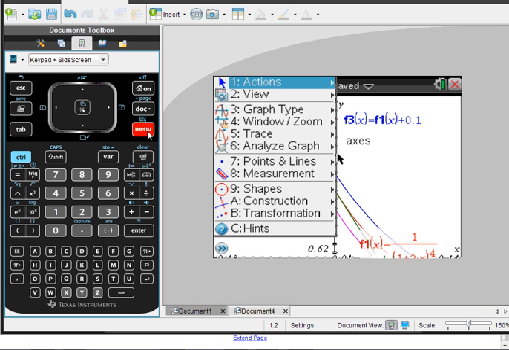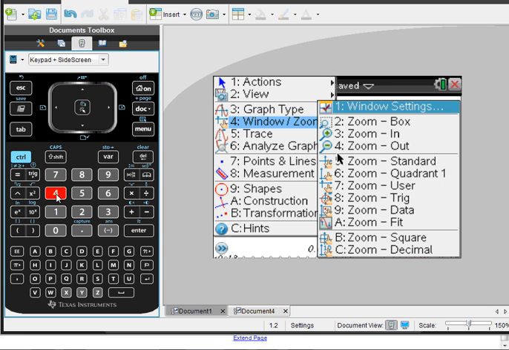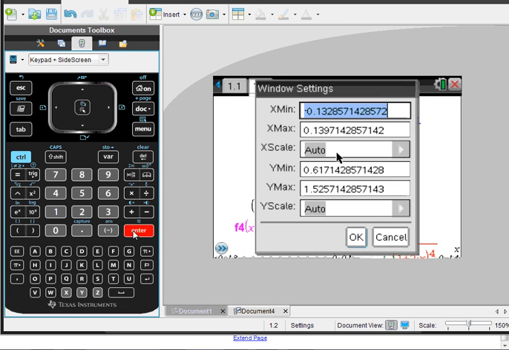If I want to go into my window and you want to look at what my window was, I think it's easier on the Inspire. So the X's are going from negative 0.13 to 0.139 on your window. You might want to write that down. How about if I take a picture of it?